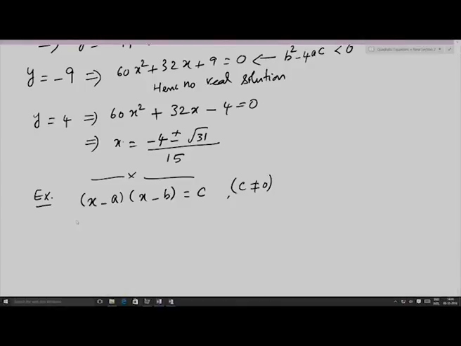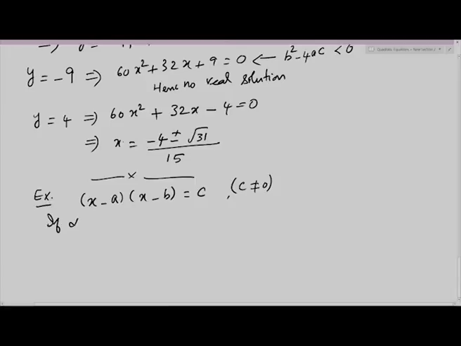If alpha and beta are the roots of this equation, they cannot be a and b. What are the roots of this equation?